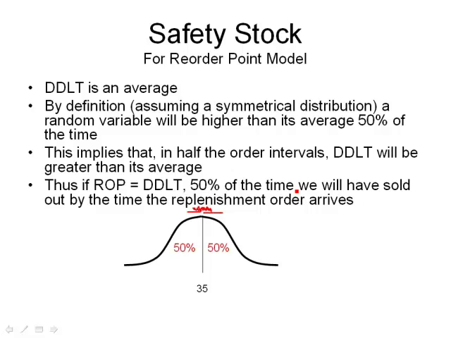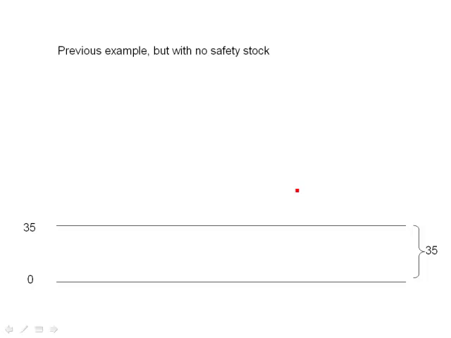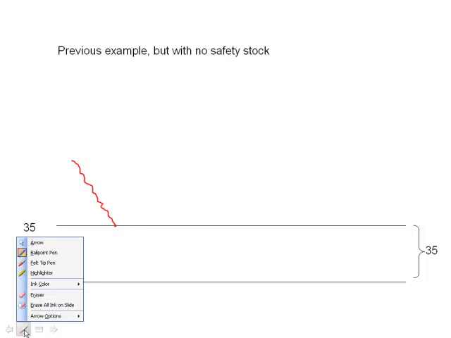So what happens if we just make our reorder point equal to demand during lead time? Well, we can think about that using the graph that we used last time. Again, we just kind of go through time here. Remember, now our reorder point is 35 because we've taken out the safety stock. We get down to our reorder point here. I'm going to graph in our lead time again.